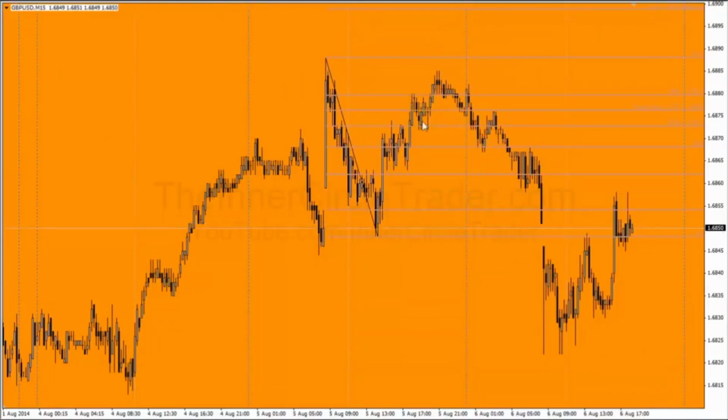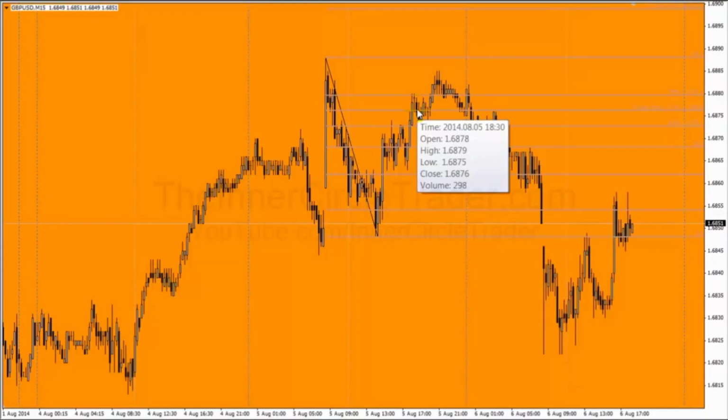I was using this area here to exit my long. Price came down, filled the gap. But more importantly, I want you to look at what's going on. This is what I was trading off of. I was betting that this was the low of the day. Why? Because it was happening in London. London blew up real hard and then retraced, okay, and filled the gap.